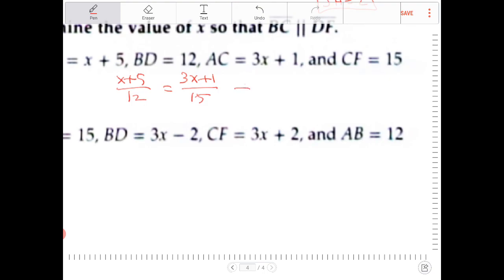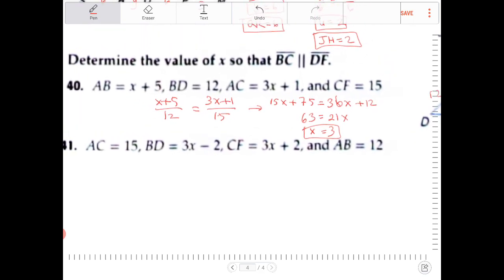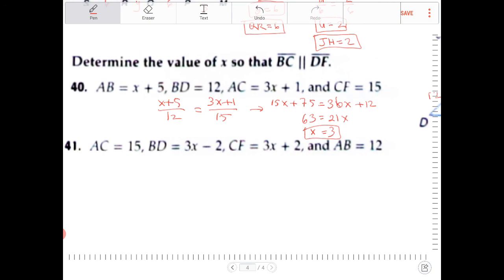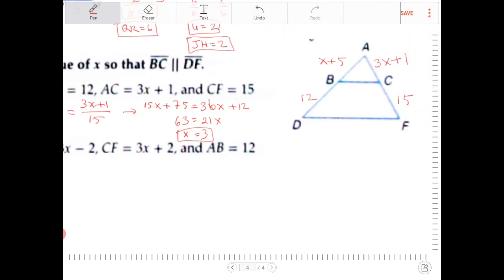I cross multiply. I end up with 15x plus 75 is equal to 36x plus 12. Subtract 15x from both sides, I end up with 21x. Subtract 12 from both sides, I end up with 63. Divide both sides by 21, I end up with x is equal to 3. And to determine the value of x so that BC, so x will have to equal 3 in order for these two lines to be parallel.